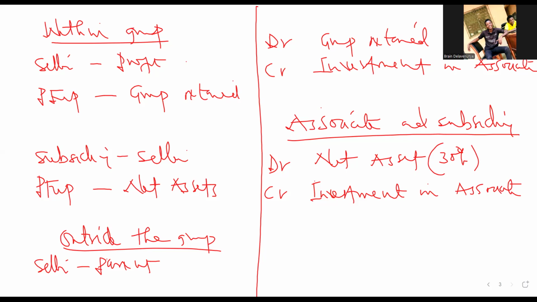Please, always pay attention to it. It is the intra-group transaction that is going to be worrying you. We can also have a transfer of PPE, a sale of PPE.